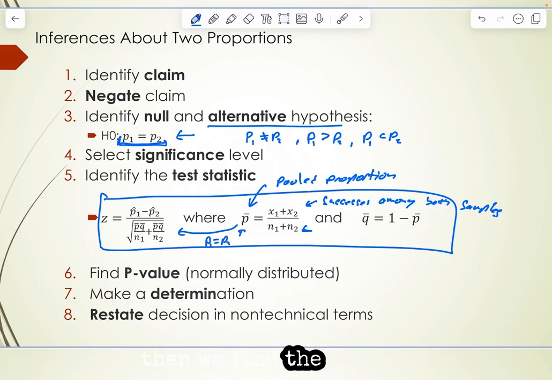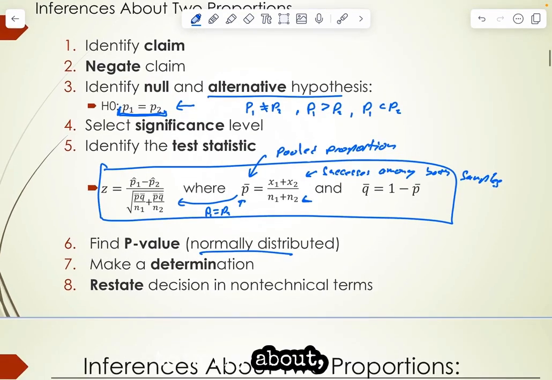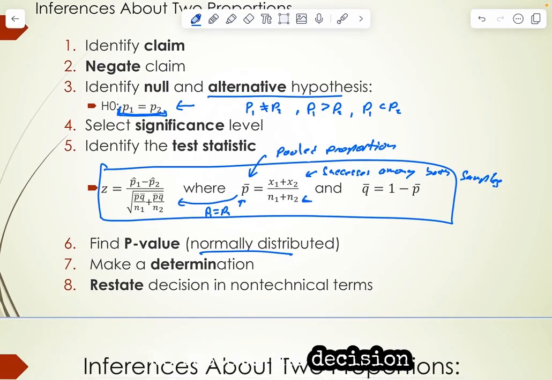And then we find the P value. It's normally distributed, so no degrees of freedom to worry about, and then make a determination. We restate the decision in non-technical terms.